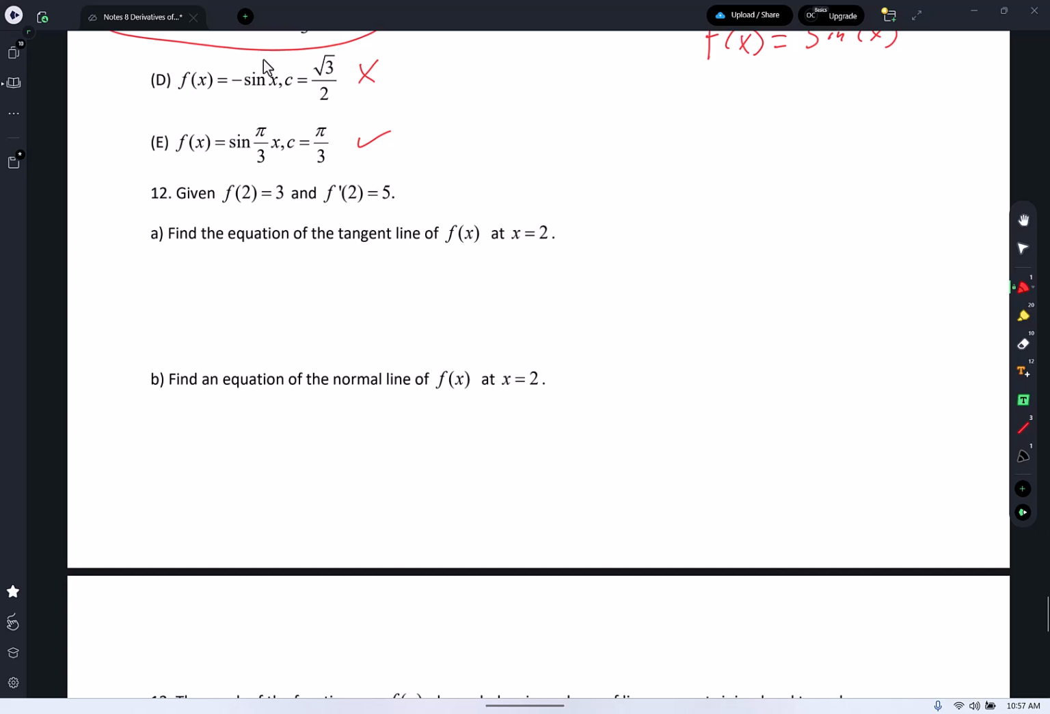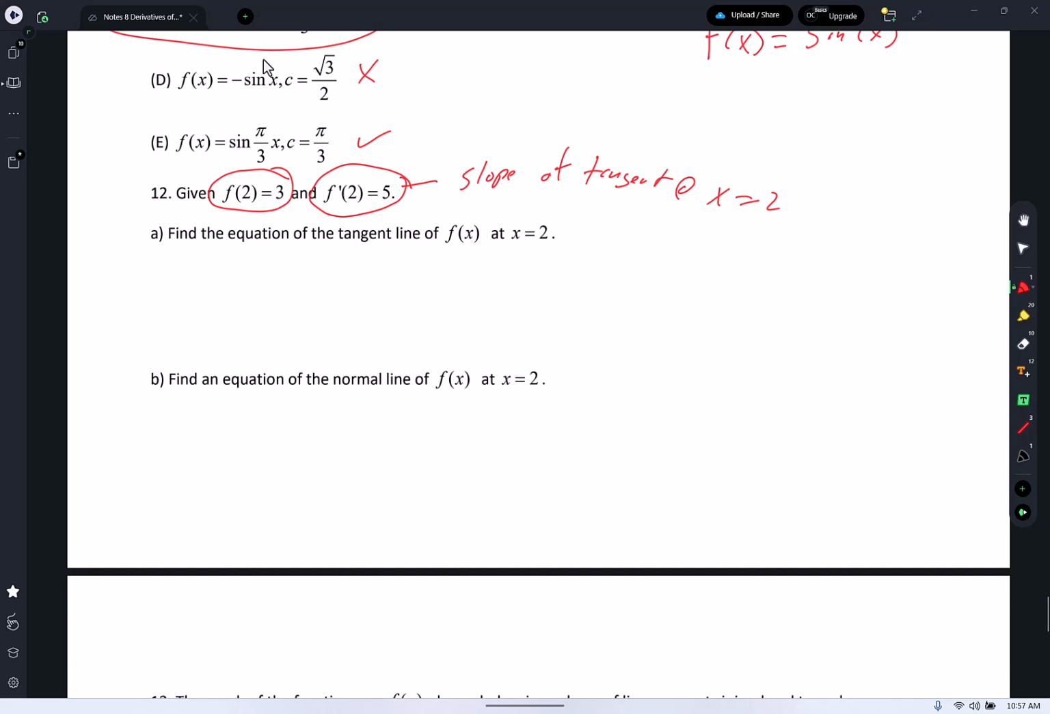Do I have a point? Do I have a point, guys? Yes, this f of 2 equals 3 is your point. Do I have a slope? Look at it carefully. This f prime of 2 equals 5 is slope. Slope of tangent at x equals 2. That's what it means. Remember, derivative means instantaneous rate of change or tangent slope.